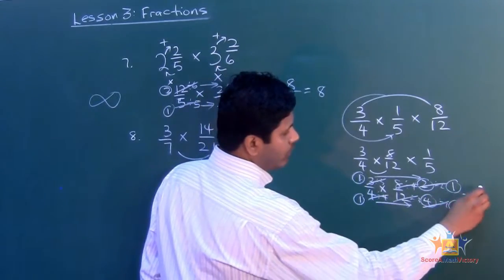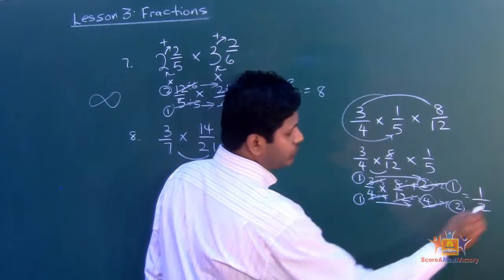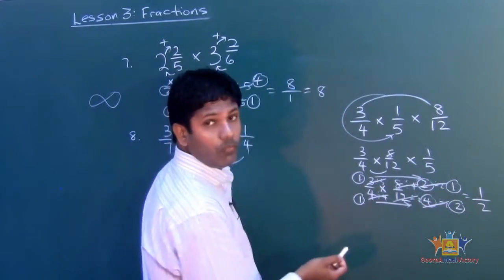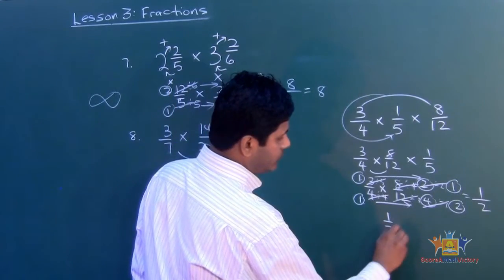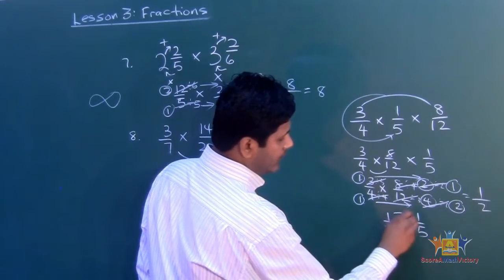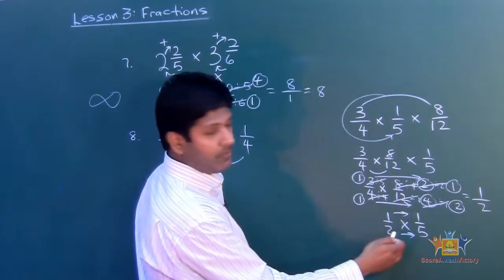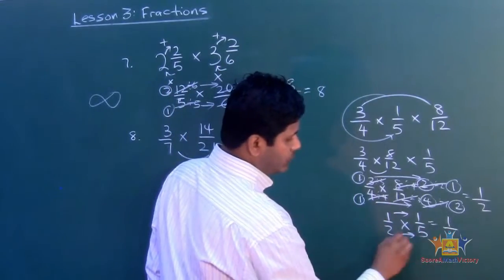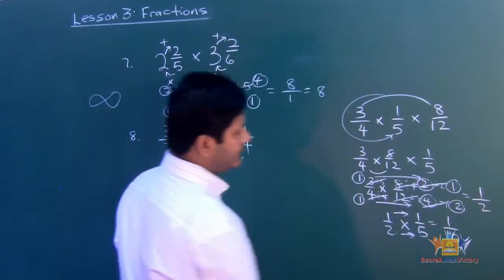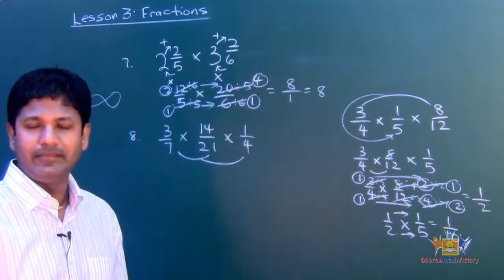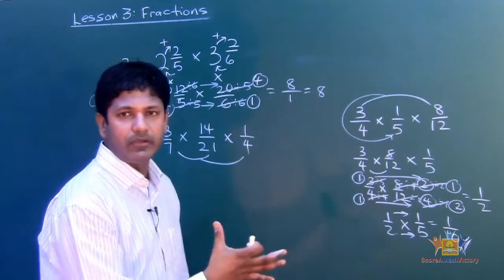1 times 1 is 1, 1 times 2 is 2. Then I multiply with 1 over 5. So I take 1 over 2 times 1 over 5. Use the double arrow method because I cannot simplify. So 1 times 1 is 1, 2 times 5 is 10. See that? Pretty easy, isn't it? That's the thing about mathematics, okay?